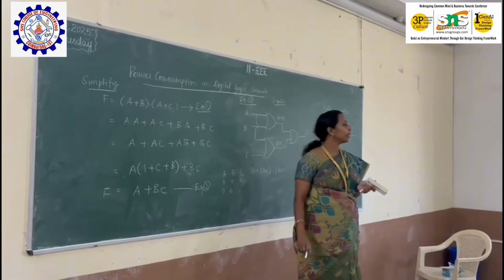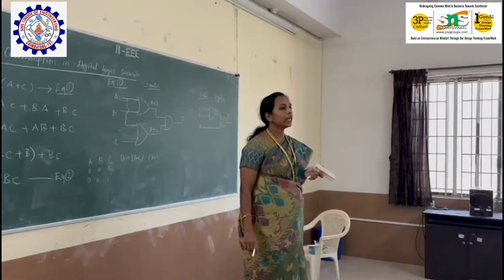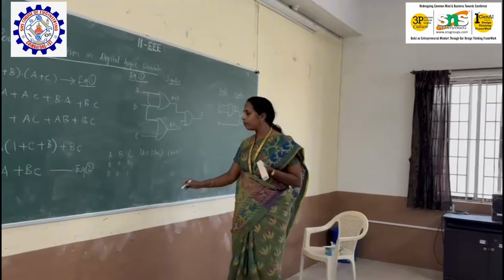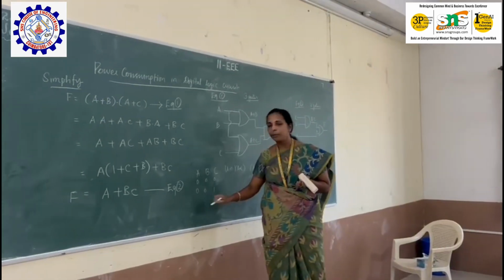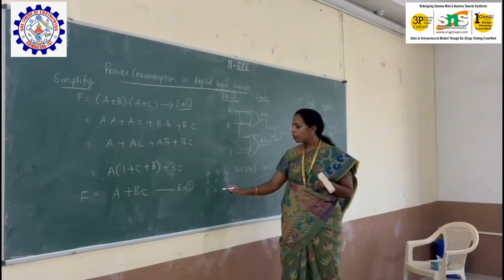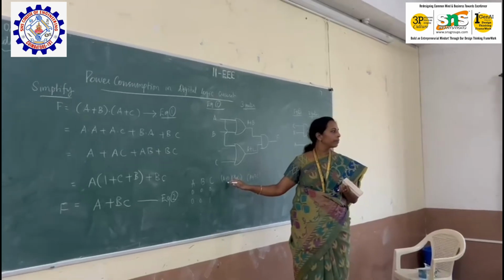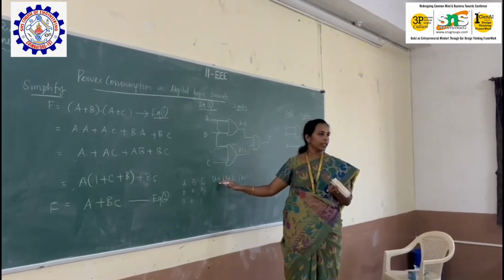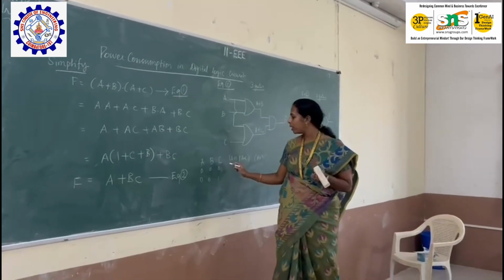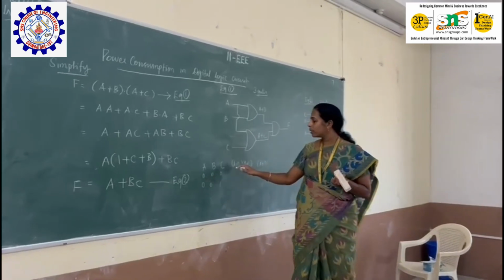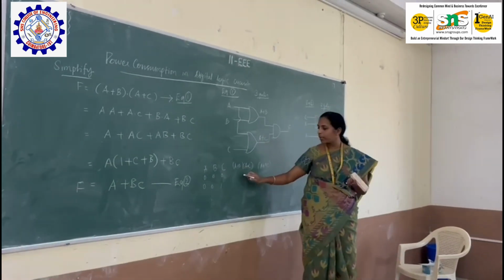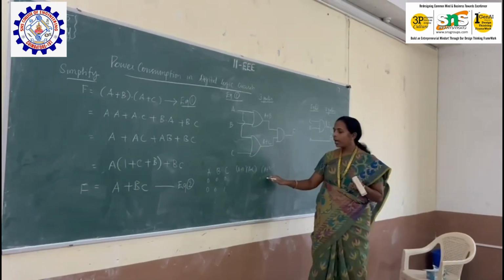How many possible combinations will there be? 2 power 3 combinations, so altogether 8 will be there. Okay, 8 possible combinations, right? So you substitute the values 0 to 7, right? Just substitute the values and find this value and this value.